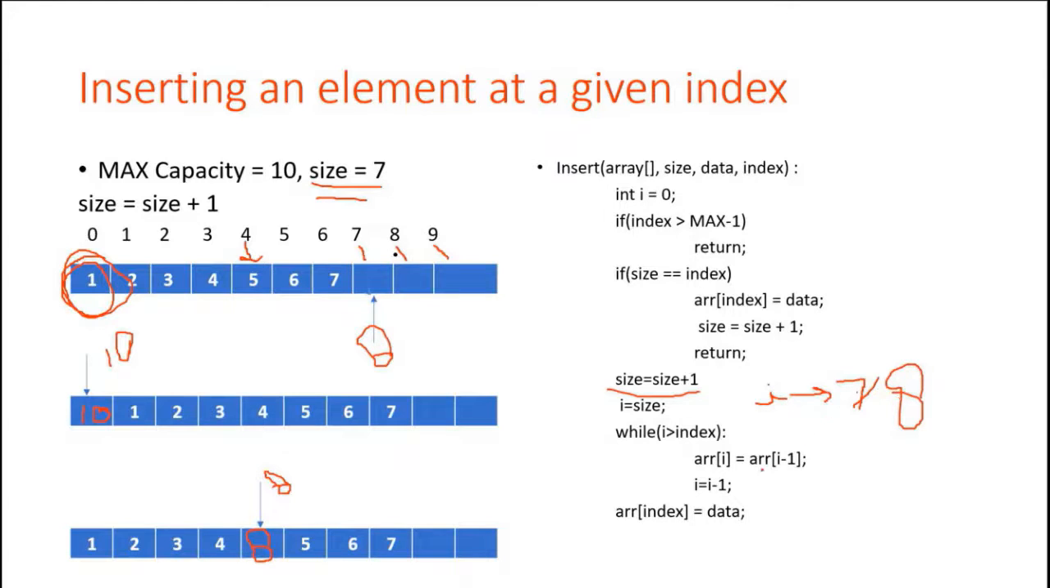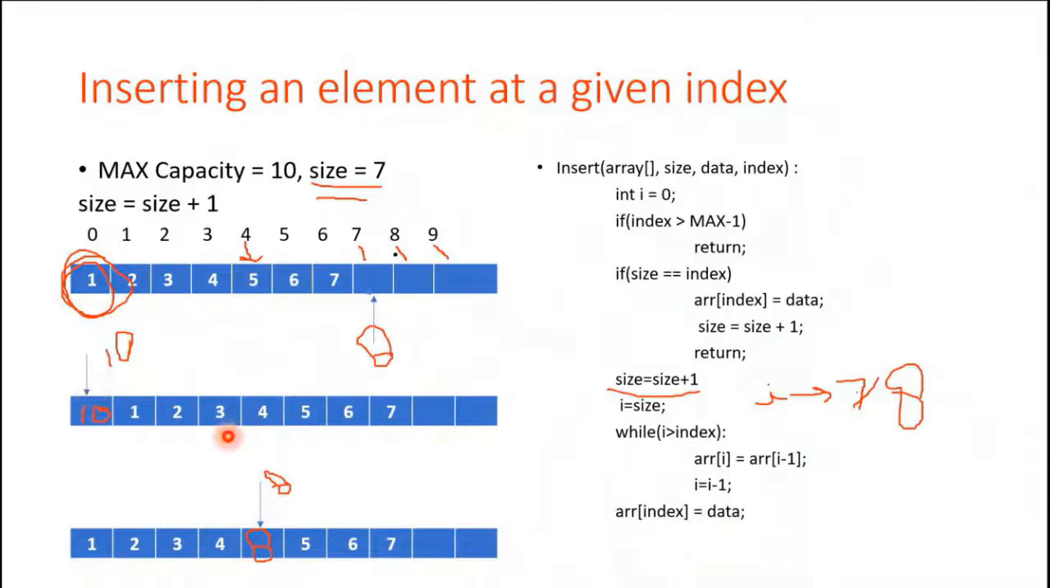Here i is 8 and we will put array[8] to the 8 minus 1, meaning the 7th element will be shifted to 8. We put this element here, and this element here, and so on. We will keep doing this until we reach the index.